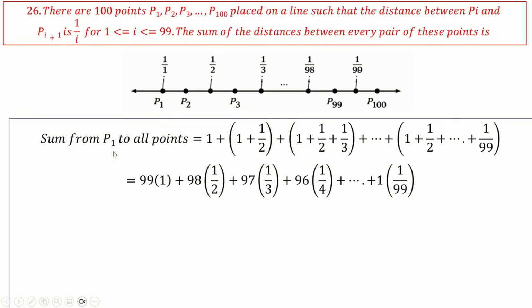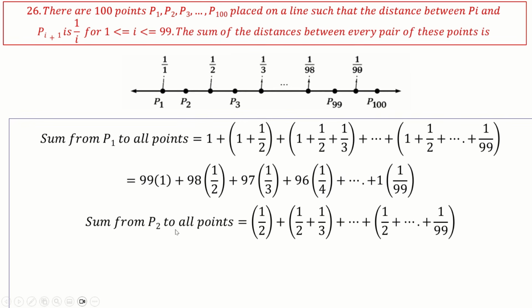Now the sum from P2 to all points. P2 to P1 you don't need to check because it is already calculated from P1 to P2. So P2 again forward: P2 to P3, P2 to P4, up to P2 to P100. So in this case, P2 to all the points other than P1. It starts with 1 by 2, then 1 by 2 plus 1 by 3, and so on up to 1 by 2 plus 1 by 99. So in this one, the only thing missing is all the 1 plus terms.